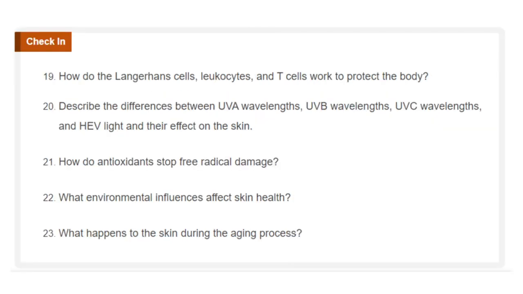Check in. How do the Langerhans cells, leukocytes, and T cells work to protect the body? Describe the differences between UVA wavelengths, UVB wavelengths, UVC wavelengths, and HEV light and their effect on the skin. How do antioxidants stop free radical damage? What environmental influences affect skin health? What happens to the skin during the aging process?